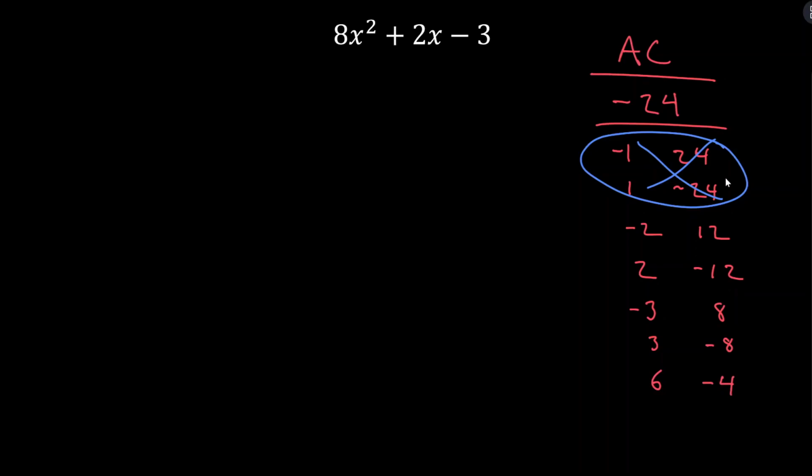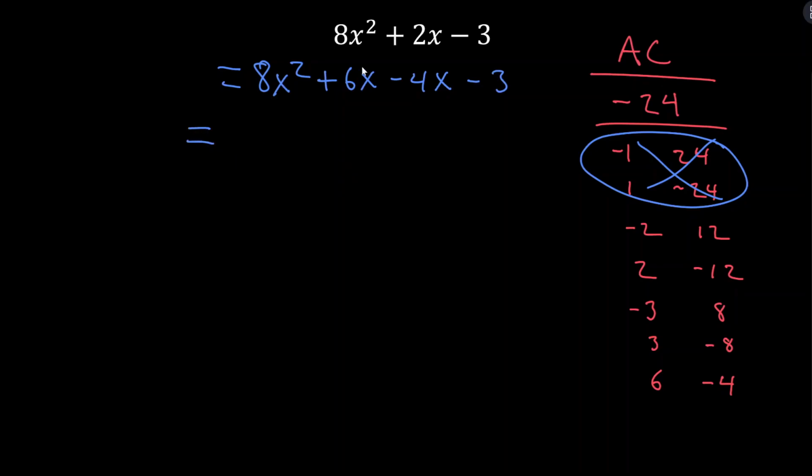So again, as you gain experience, you don't need to list all this stuff out. You're probably just going to pretty quickly jump to the answer. And that's totally fine. That's awesome. That's what's supposed to happen. So let's see what we can do here. We can rewrite this as 8x squared, and we have this plus 6 minus 4. Those are our magic numbers. So I'm going to do plus 6x minus 4x minus 3. All right, let's see how this works out.